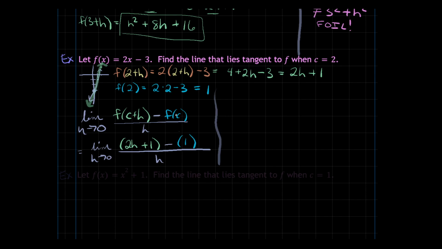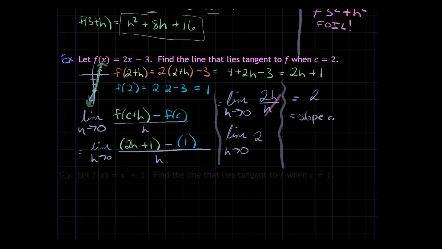Okay, what happens in our numerator? We have 2h plus 1 minus 1, which is 2h. Nice cancellation of the h's. So I have limit as h goes to 0 of 2. And the number 2 doesn't care what h is. 2 is 2 no matter what h is doing, right? No funny business with letting h be 0 here. So that just equals 2.